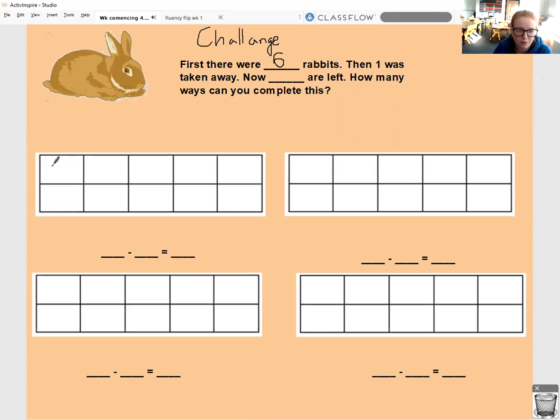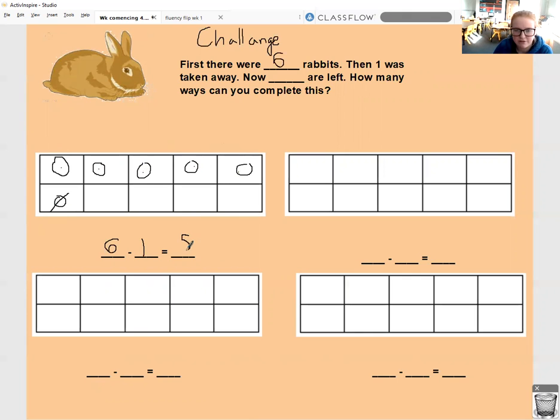I'm going to draw my little bunny in here. But instead of drawing a bunny, I'm just going to draw a circle because I struggle to draw bunnies that small. So 1, 2, 3, 4, 5, 6. First there are 6 bunnies. Then 1 is taken away. How many have I got left? Let's have a look. 1, 2, 3, 4, 5.